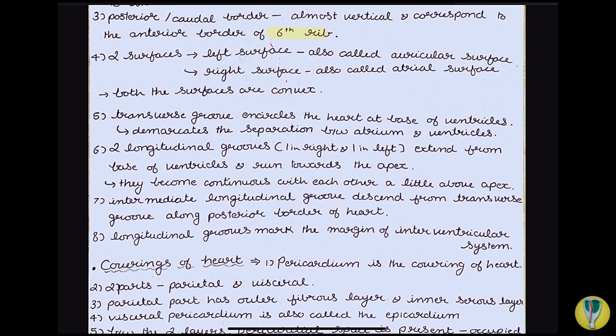Two longitudinal grooves, one right and one left, extend from the base of the ventricles and run towards the apex. They become continuous with each other a little above the apex. An intermediate longitudinal groove descends from the transverse groove along the posterior border of the heart, and the longitudinal grooves mark the margin of the interventricular septum.